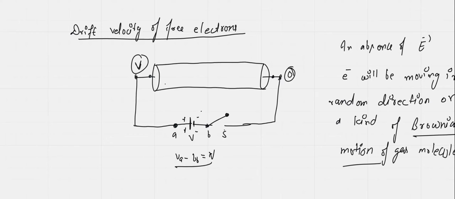No, it is not. Look, I am saying they are moving in a random direction, a kind of Brownian motion, but I'm not saying that electrons move in Brownian motion. It is just similar to the Brownian motion which we observe in the case of gas molecules. So if I'm having an electron, it might be moving in this direction, or in this direction, anywhere. These are the things. But the moment I apply an electric field, the situation is going to change a bit.